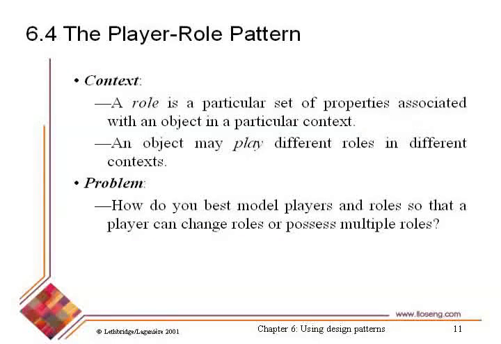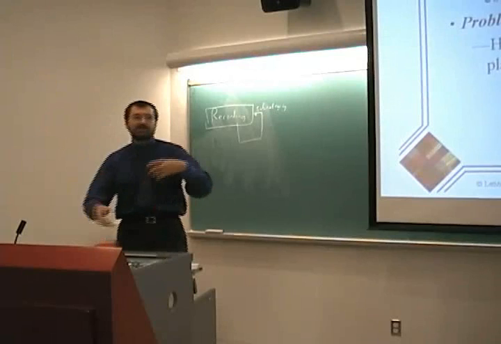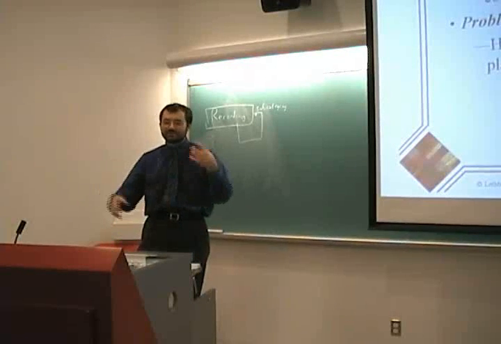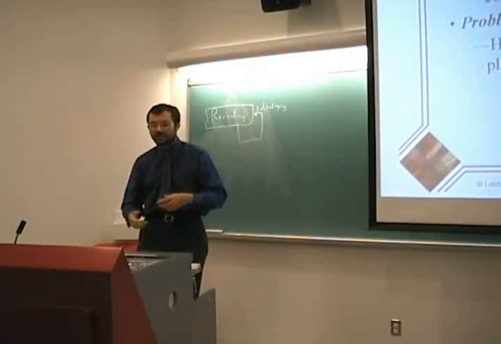And an object may play different roles in different contexts. So you can think of playing a role in a card game. You've got the dealer that plays a particular role at certain times, and then you've got maybe the shuffler that plays a role, and you've got the other players. So you've got 3 roles played, and the dealer will change as the game rotates. A different person will become the dealer. A different person will shuffle the cards.